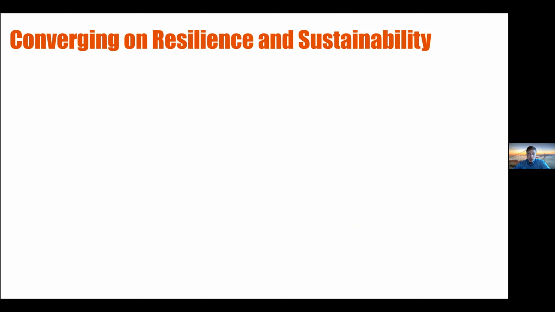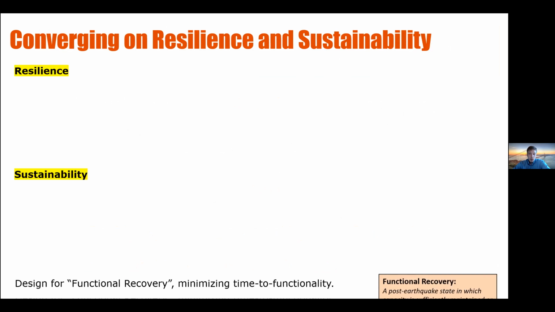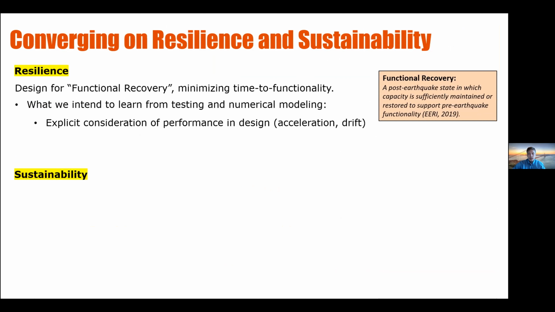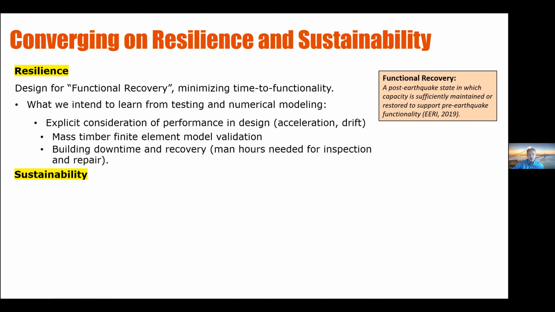So now let's dive more in depth into our converging design parameters, resilience and sustainability. For resilience, we're designing for what's called functional recovery, to minimize time to functionality. We're doing this through experimental testing and numerical modeling, and we're going to be able to consider explicitly performance and design for criteria such as exceedance of acceleration and drift thresholds. We'll be able to validate finite element mass timber models, and we will be able to gather data to further understand building downtime and recovery.